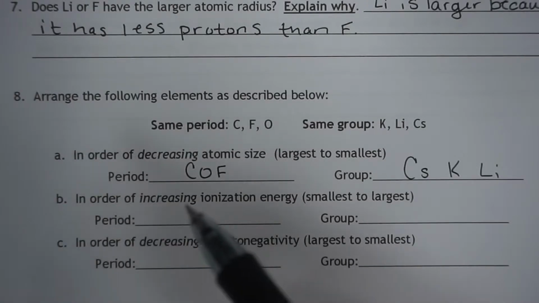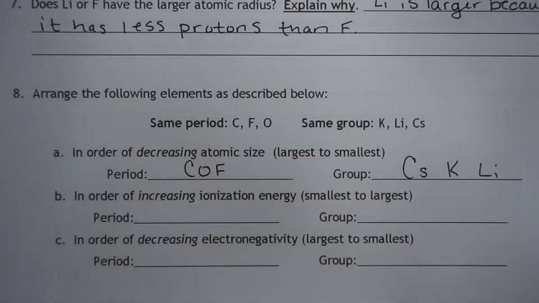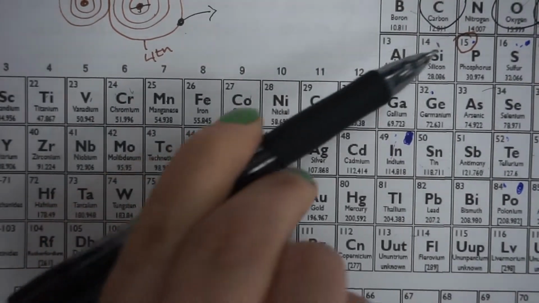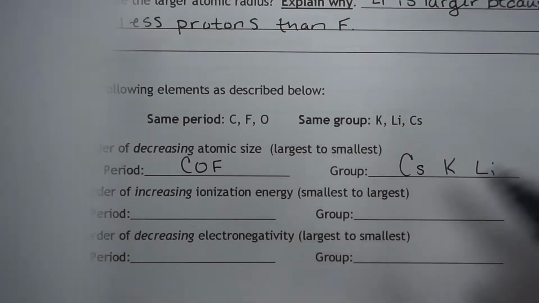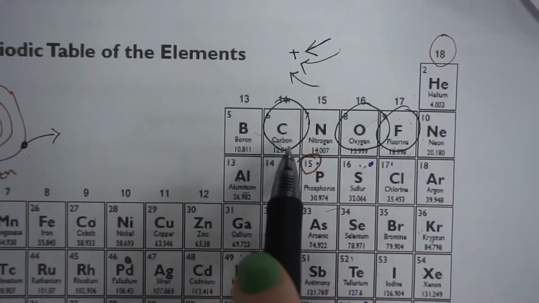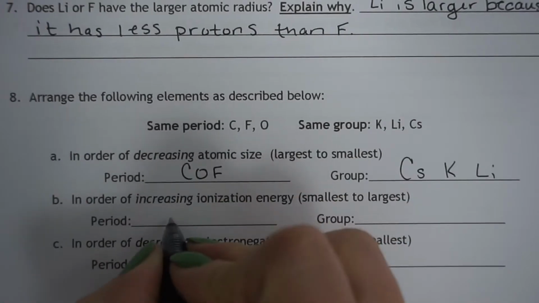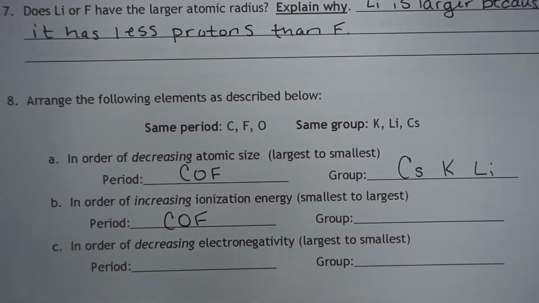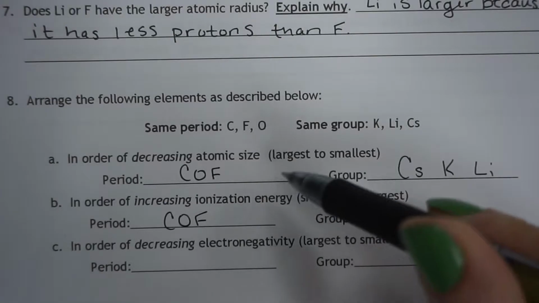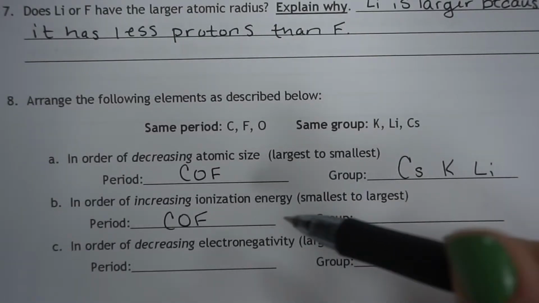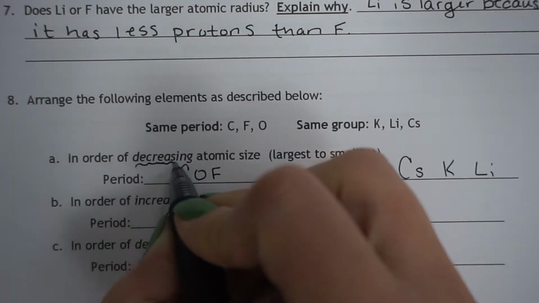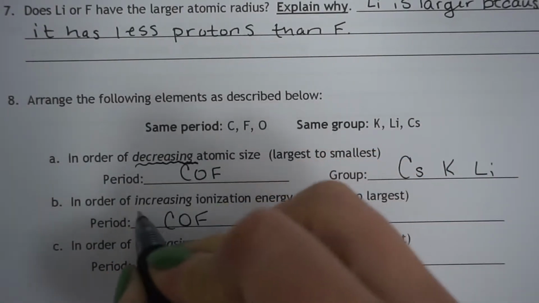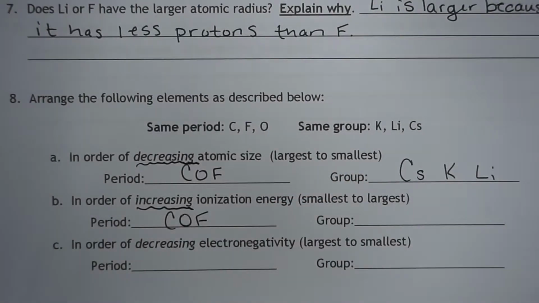All right, in order of increasing ionization energy. Ionization energy increases as you go up and to the right of the periodic table. Across the period, it increases as you go to the right, so it'll be COF again. But wait, miss, I thought atomic size goes in the opposite direction from ionization energy. It does. So on the test, make sure you don't get trolled. This is asking for decreasing, this is asking for increasing. Make sure you have it all straight in the question before you start answering.